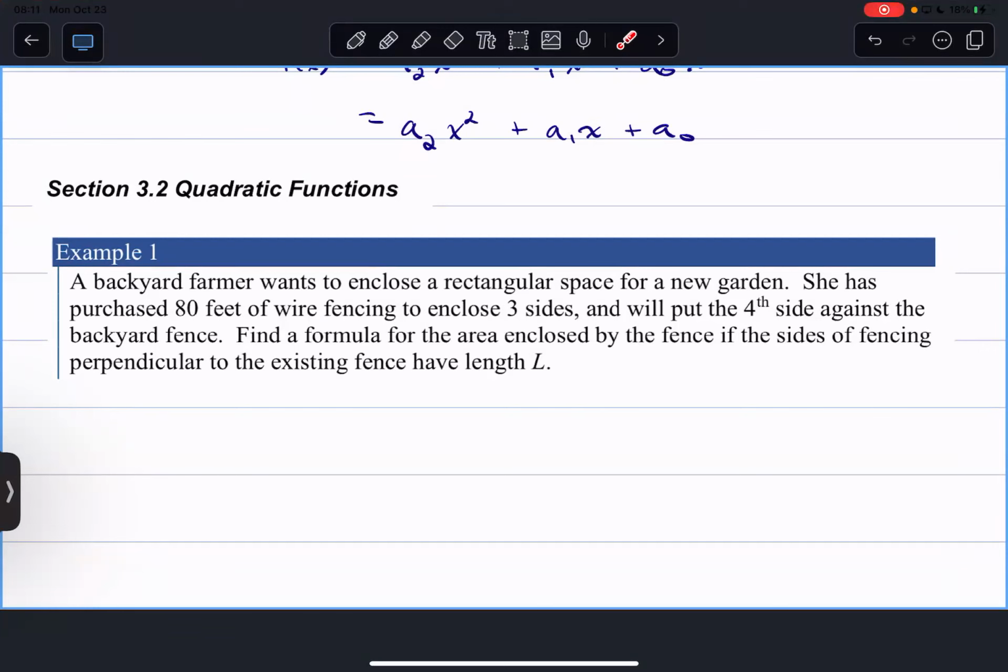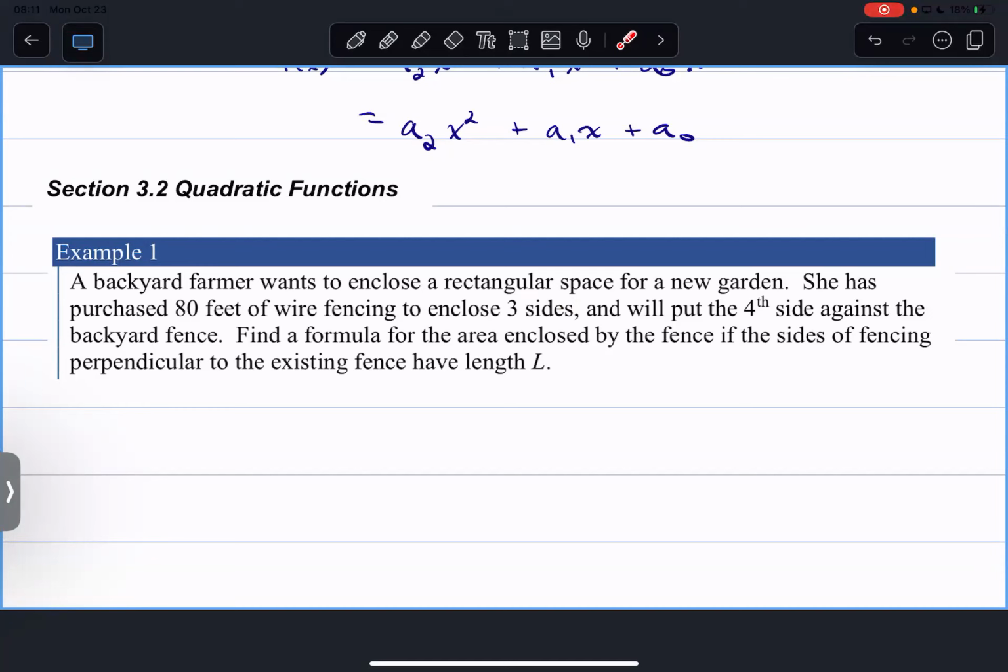Okay, so a backyard farmer wants to enclose a rectangular space for a new garden. She's purchased 80 feet of wire fencing to enclose 3 sides and will put the 4th side against the backyard fence. Okay, so what we want to do is find a formula for the area enclosed by the fence if the sides of fencing perpendicular to the existing fence have length L. Uh-oh, everyone's favorite thing, word problems.